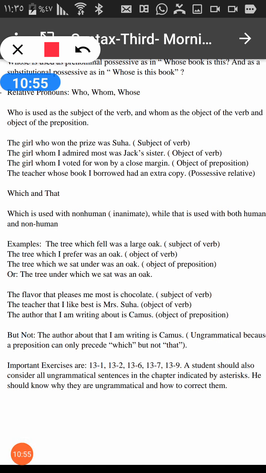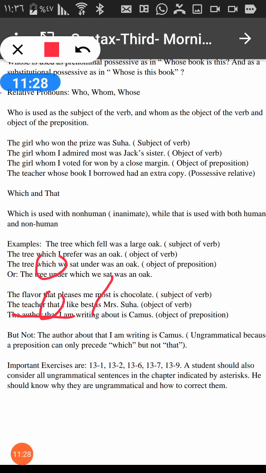In the second example, the tree which we sat under was an oak. Here I'm referring to the tree. Here I'm talking about the teacher: the teacher that I like best is Mrs. Suha. Here that functions as the object of the verb like.